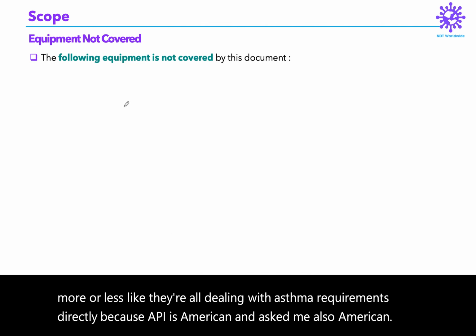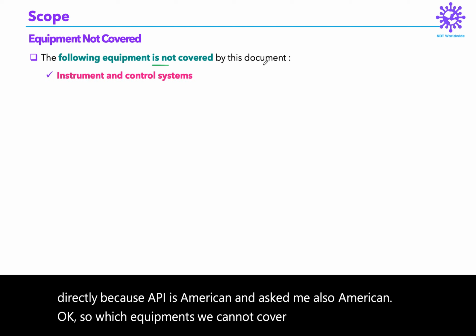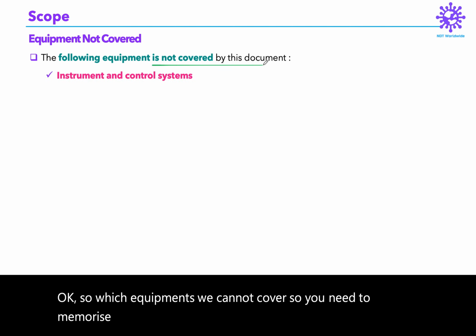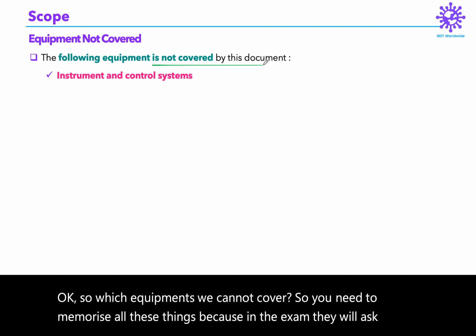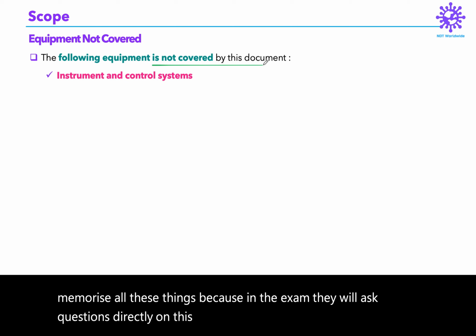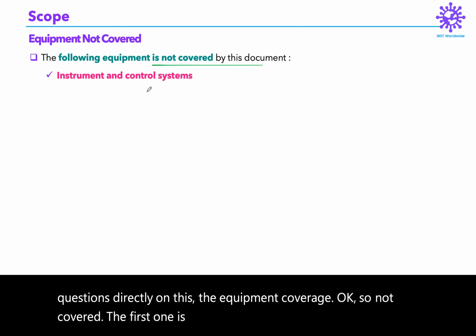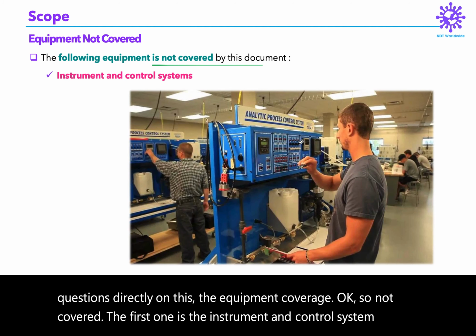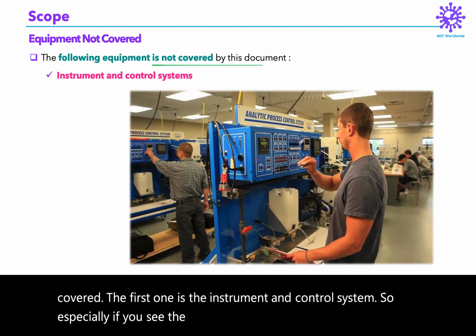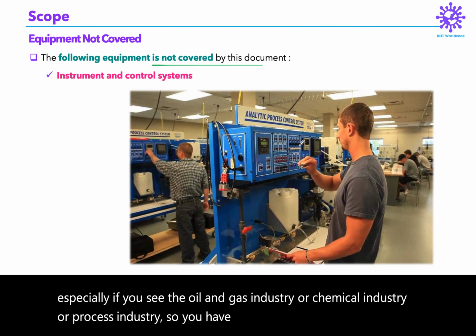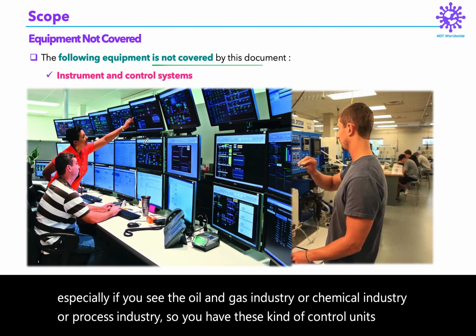Okay, so which equipment can we not cover? You need to memorize all these things, because in the exam they will ask questions directly on this equipment coverage. So not covered, the first one is the instrument and control system. Especially in the oil and gas industry, chemical industry or process industry, you have these kind of control units.